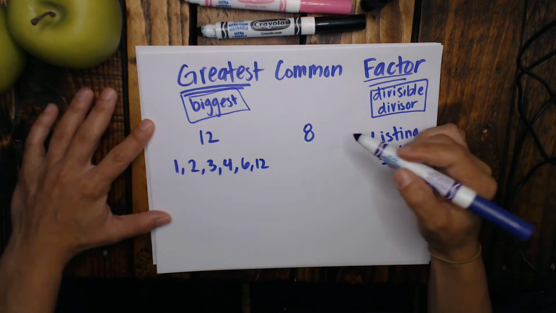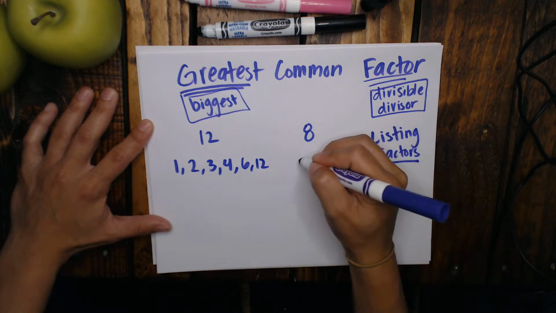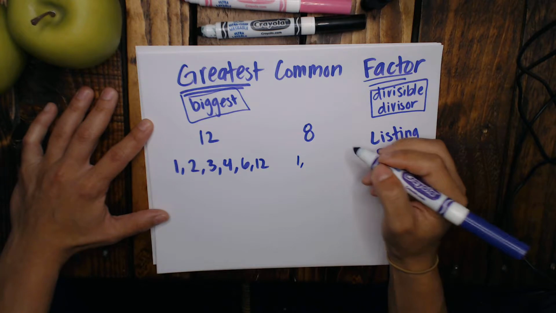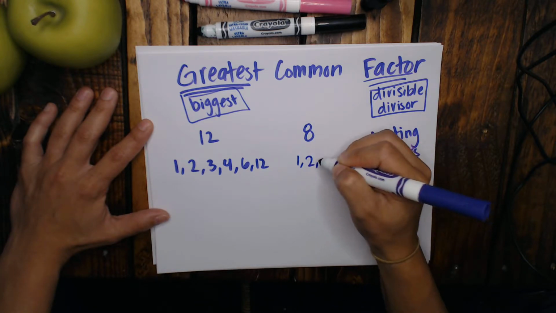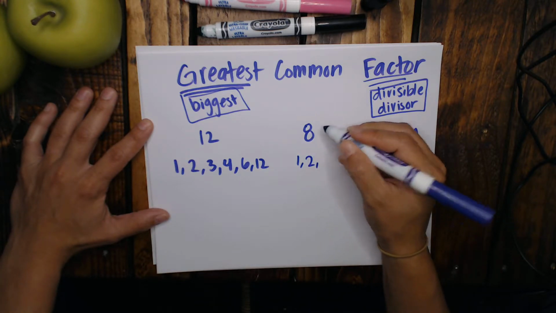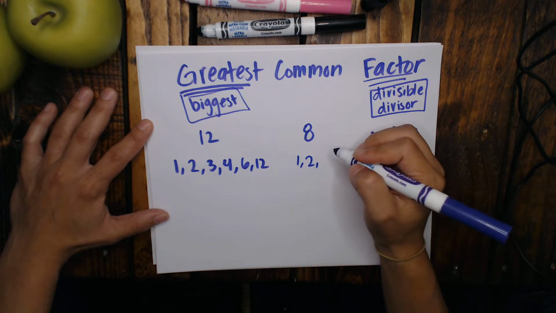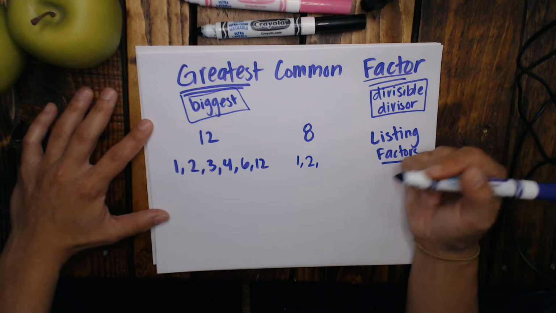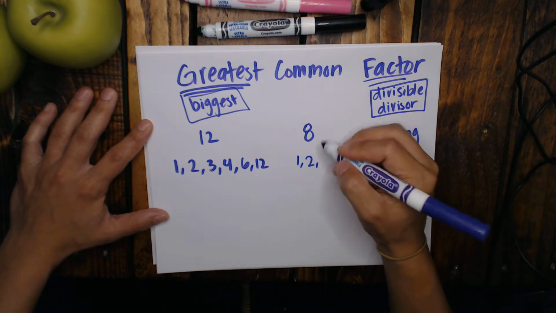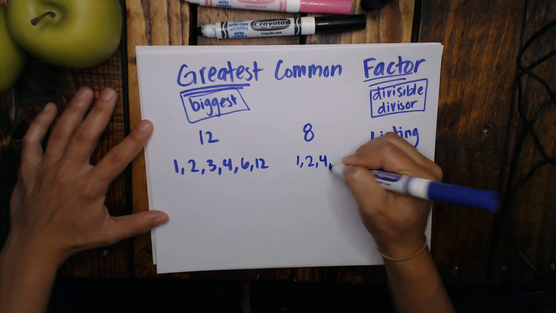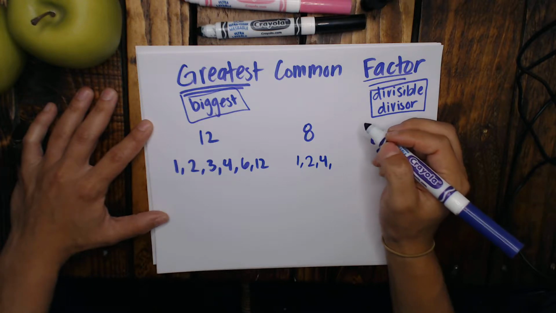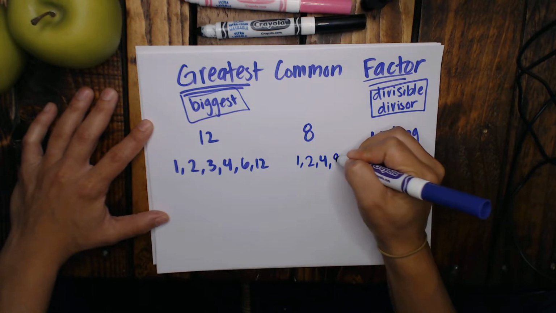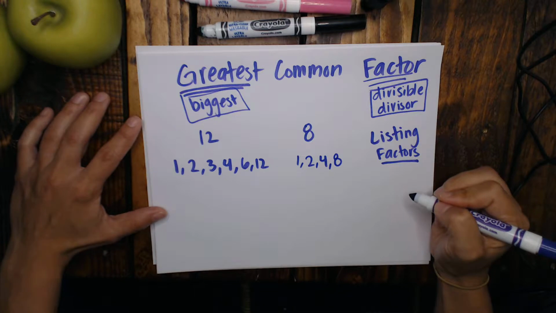So now I'm going to move over to my 8. Again, 1 can go into 8, 1 times 8. 2 can go into 8 because 2 times 4. 3 cannot go into 8, not evenly. Another key thing is when we're talking about factoring, we can't have any remainders. So 3 doesn't work. 4 can go into 8, 5 cannot, 6 cannot, 7 cannot, and of course 8 itself can go into it.